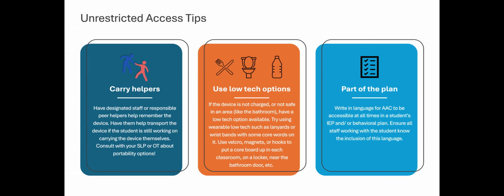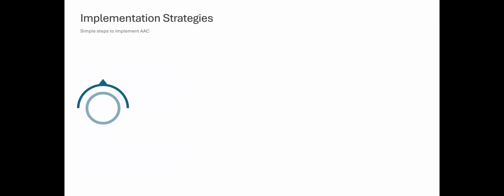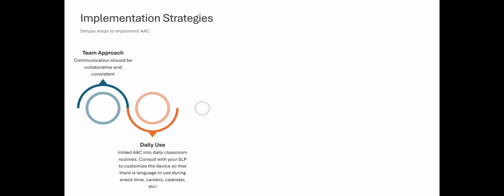All right, so let's talk a little bit about implementation strategies. We hope that these are some simple steps to implementing AAC across the school environment. First, AAC is a team approach. So communication should be collaborative and consistent in nature. It's not just owned by the SLP, the whole team owns the responsibility of modeling that communication and providing communication opportunities.